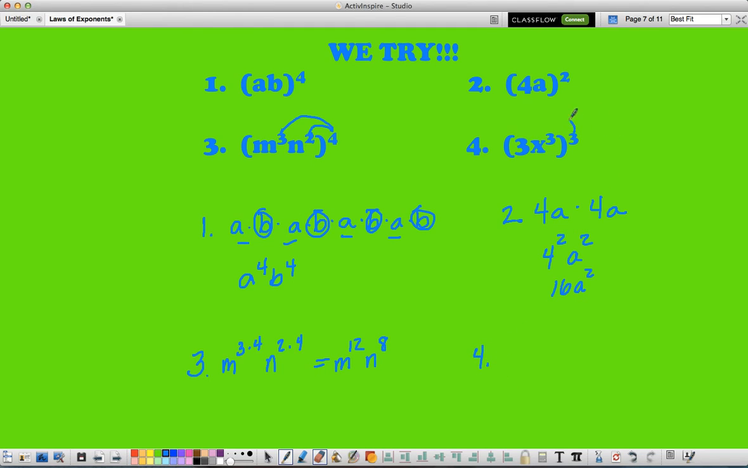And for 4, so now I have to share the 3. I don't share the 3 with the 3. You have to look at this as 3 to the 1st power, because we know when it doesn't have a power, that implies that it's 3 to the 1st. So we would do 3 times 1, which is 3 to the 3rd, and then 3 times 3, which is x to the 9th.